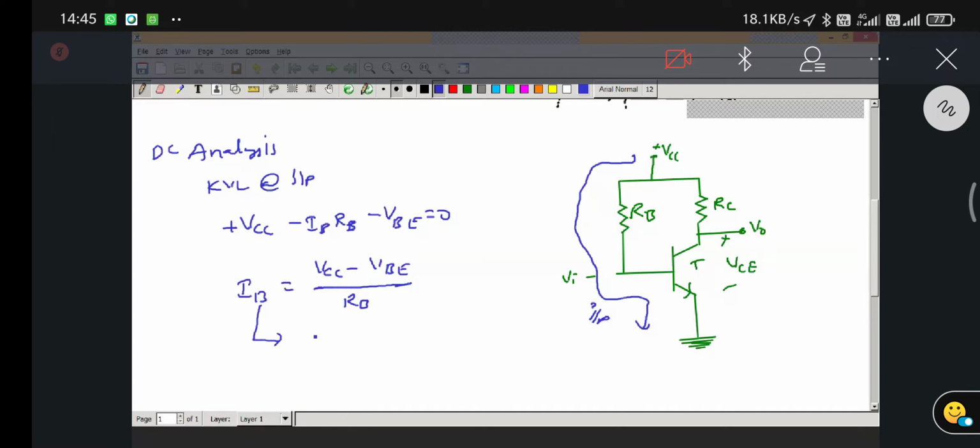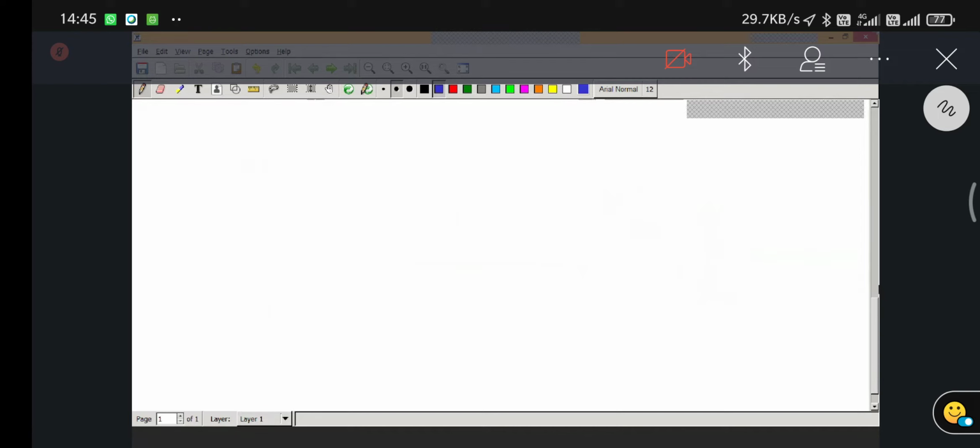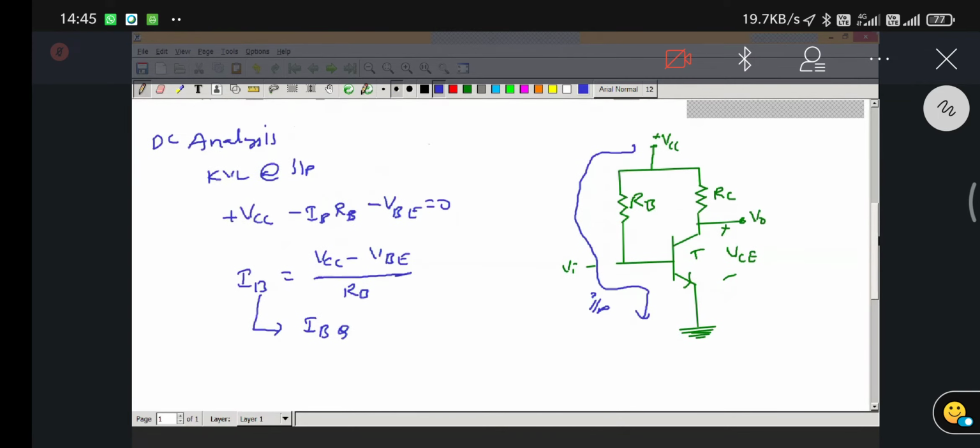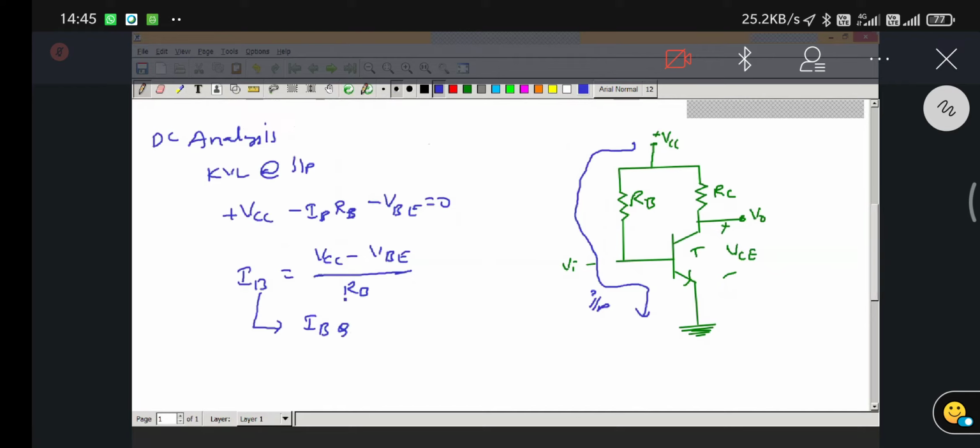That is the base current corresponding to the Q point, IBQ, because we are doing DC analysis. While we are drawing the DC load line, we are going to get the Q point. So IB is called the DC load line base current. But we need the ICQ, because you have drawn the DC load line with respect to IC and VCE.